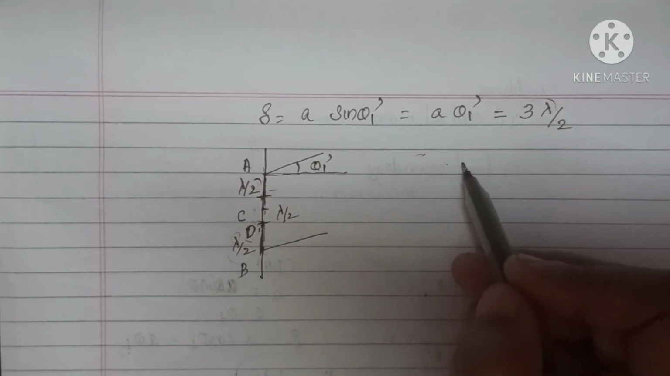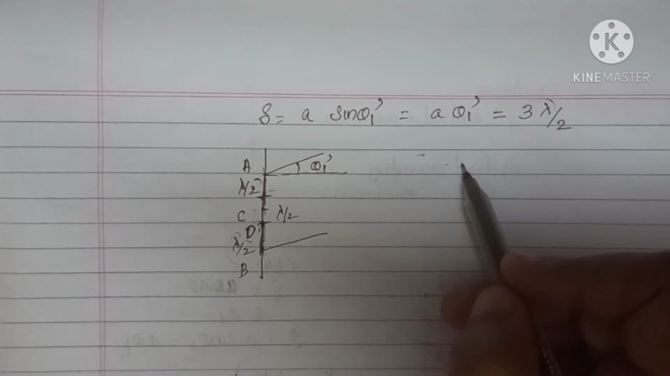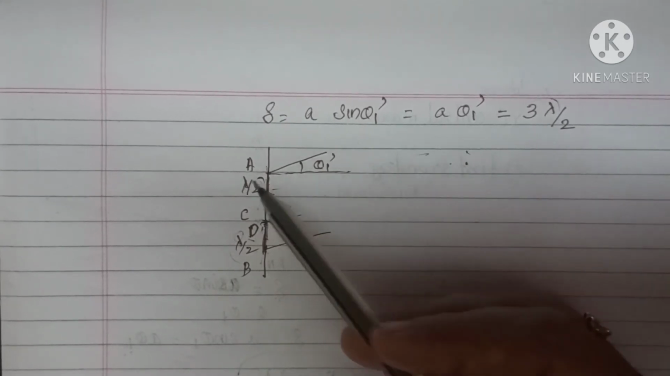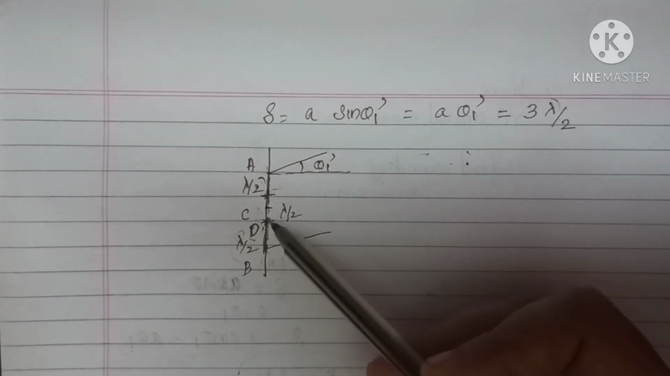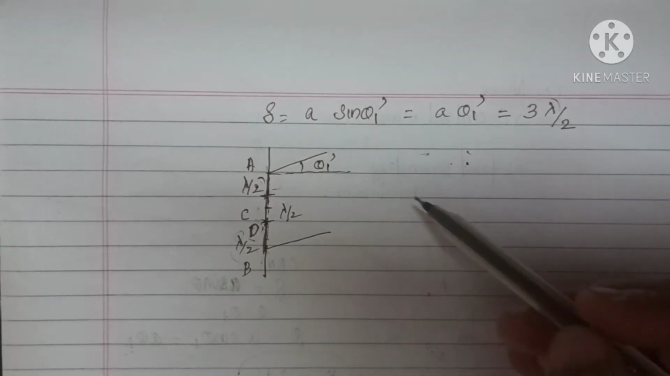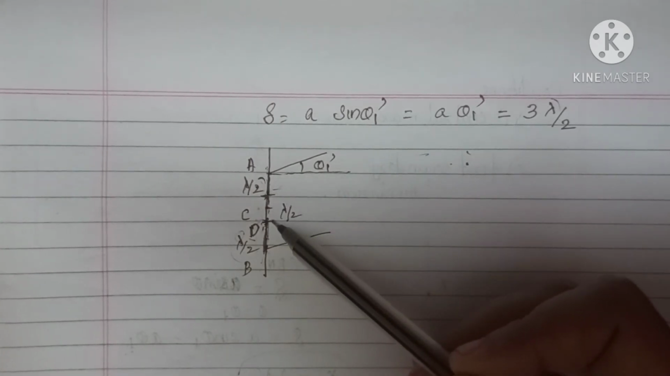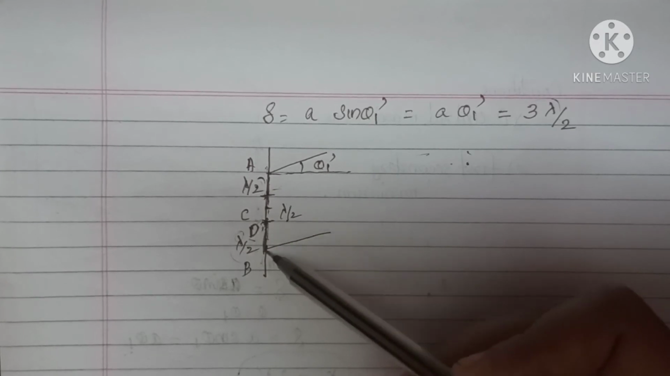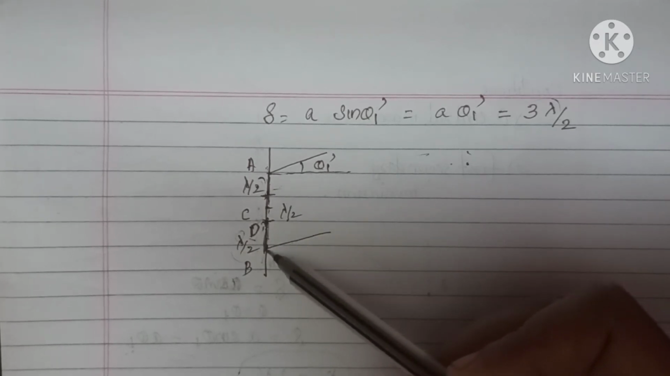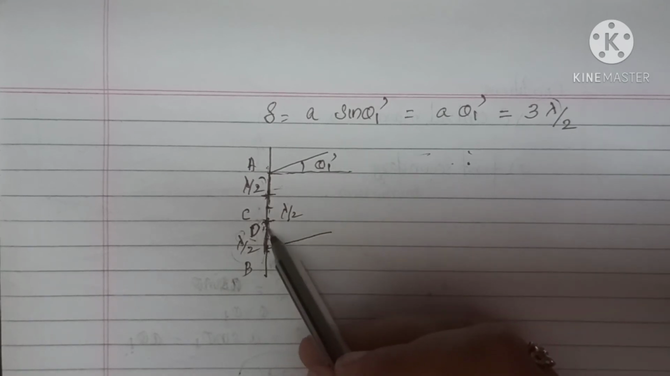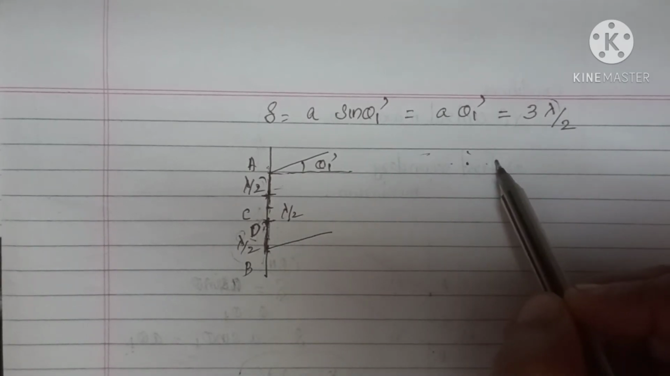So we are getting a secondary maxima on the screen. Once again, the wavelets reaching the point P1 dash from the corresponding points of the parts AC as well as CD will be reaching with a path difference of lambda by 2. So they will interfere destructively, but the wavelets from the part DB move with a path difference of lambda by 2 and will produce the secondary maximum. It has no other pair to interfere, so that part will move as it is, and so we are getting a maximum on the screen.